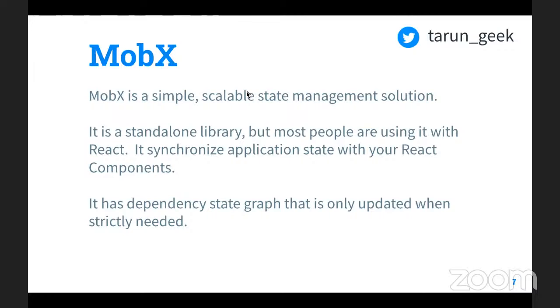It basically synchronizes your application state with your React components. It acts as a glue by which your application state and your React application can be bound in a very good and efficient manner. Basically, what MobX does is create a dependency state graph. It creates a proper structure of dependencies, and it makes sure your application is only updated when it's actually needed, so that you save unwanted re-rendering in your application.